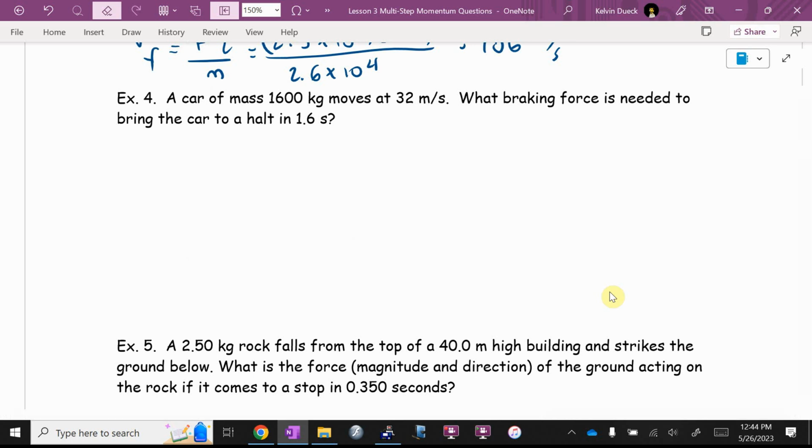Example 4. Read it to yourself. And then Maya, what are they asking me to find in example 4? F equals what? I have no problem if you write that down. I have no problem if you say, I need to find the acceleration. But here's what I'm going to say. As a really handy equation, impulse equals impulse.